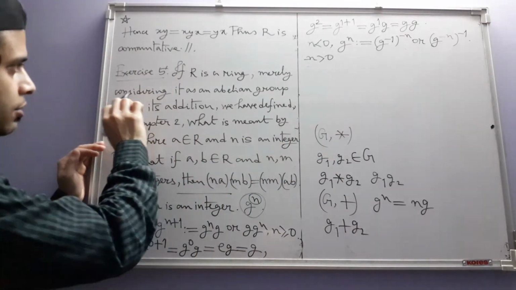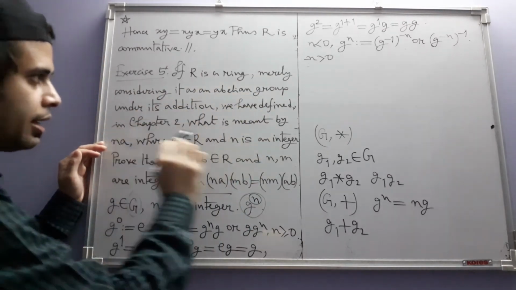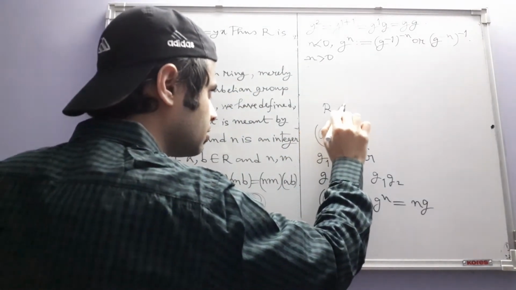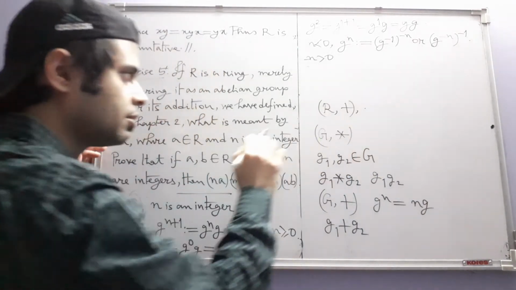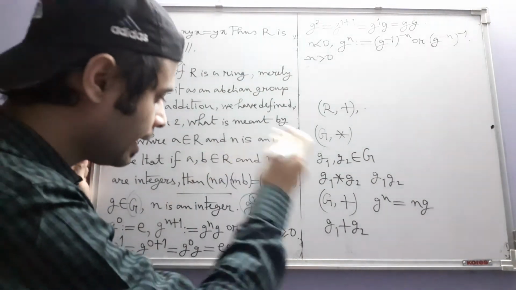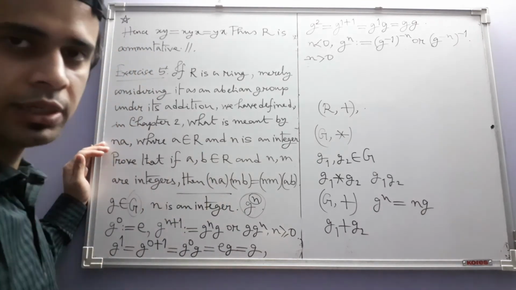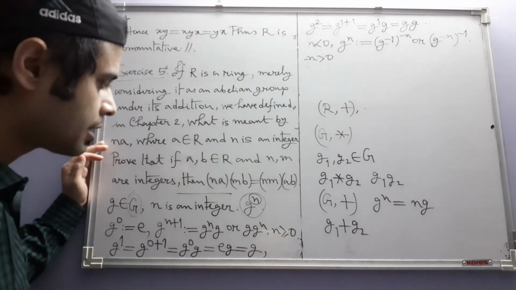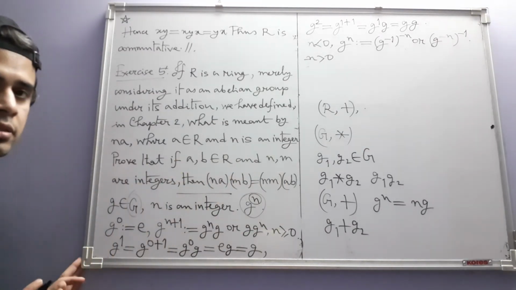See here, considering the ring merely as an abelian group under addition, because a ring has two operations. The first part, consisting of R and the addition, is an abelian group. In that abelian group, we have to interpret these things, n, a, m, b, etc. Now with this understanding, we then have to prove this.